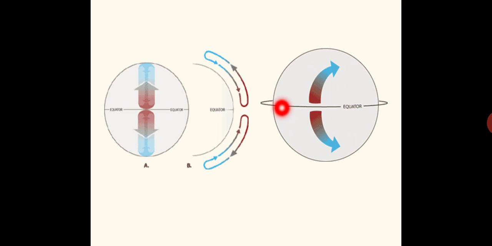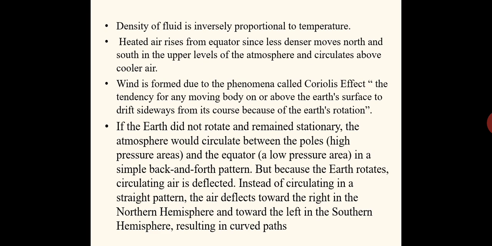See, since the earth is moving, the equator region will have more velocity. So if you want to strike at the pole, then the air has to move along a curved path. That is what is happening in the actual case.